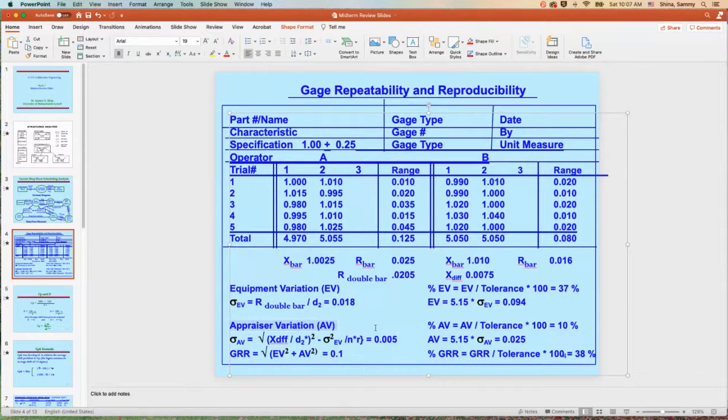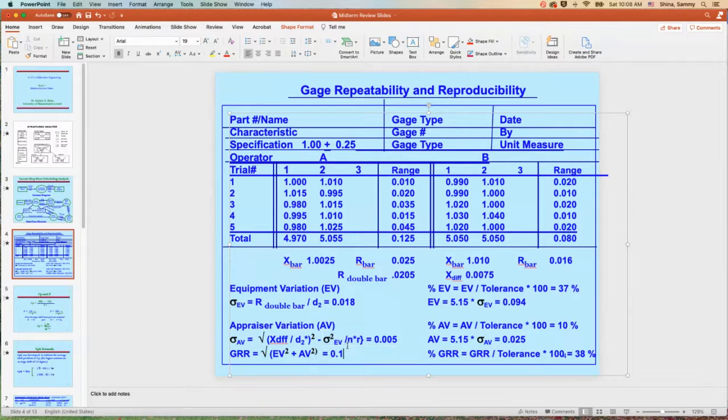Okay, so what we have, of course, is one more number for the equipment variation, which is divided by the tolerance of the equipment. So it's the tolerance, so EV over the equipment tolerance percentage-wise. And then sigma appraiser variation, we take the X diff over D2 star squared. So X diff divided by D2 gives us the appraiser variation. We square it, and what we have to do is subtract the equipment variation from it. So that is the formula. You've got to be very careful.